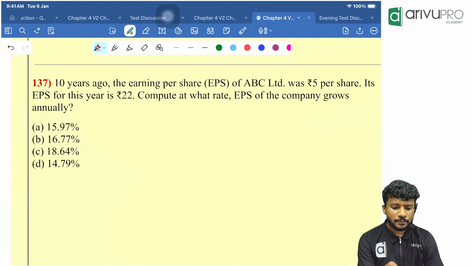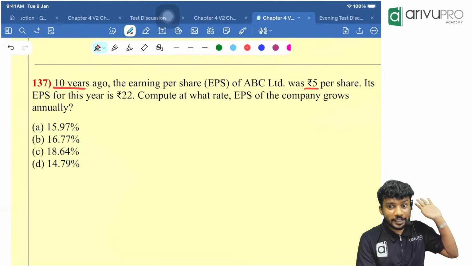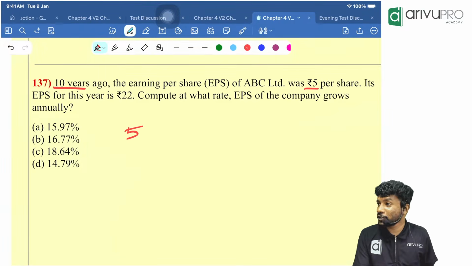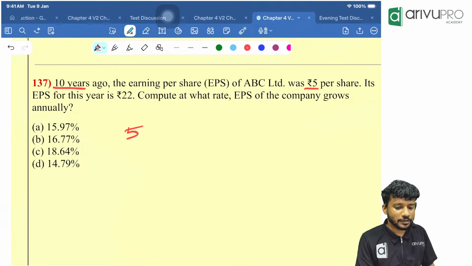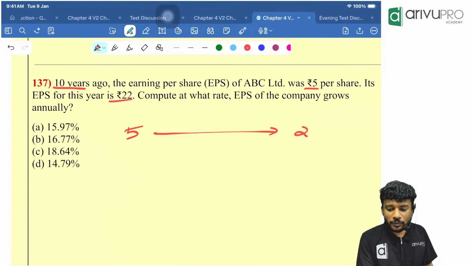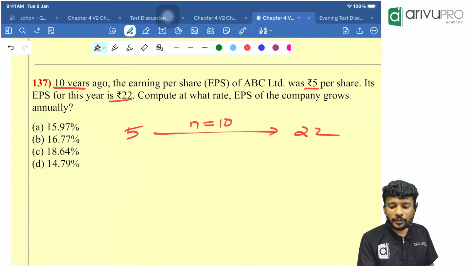What is mentioned? 10 years ago, the earnings per share was 5. So long back, 10 years ago, earnings per share was 5. Initially it was 5, and now it is 22. That means after 10 years it became 22. So n is 10. Compute the EPS growth rate or CAGR.